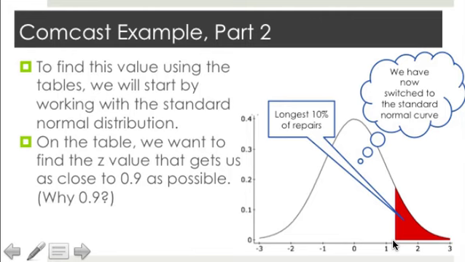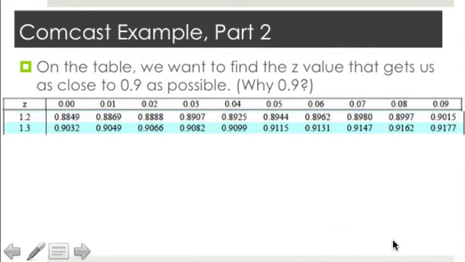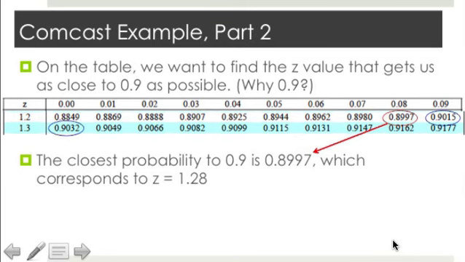That's the one we care about. So we go to the tables and we want to find the z-value that gets us as close to 0.9 as possible. If you look very carefully at the table, there are 3 of them that are relatively close. They're these 3 that are circled. What you're going to have to do is very carefully look to see which one is closest to the probability value that you're looking for.